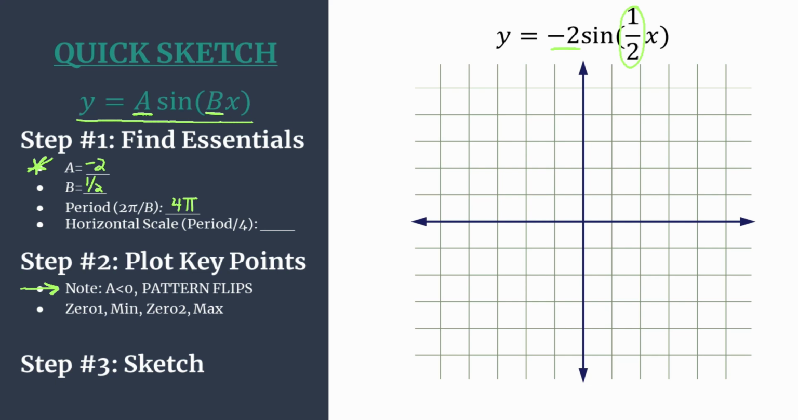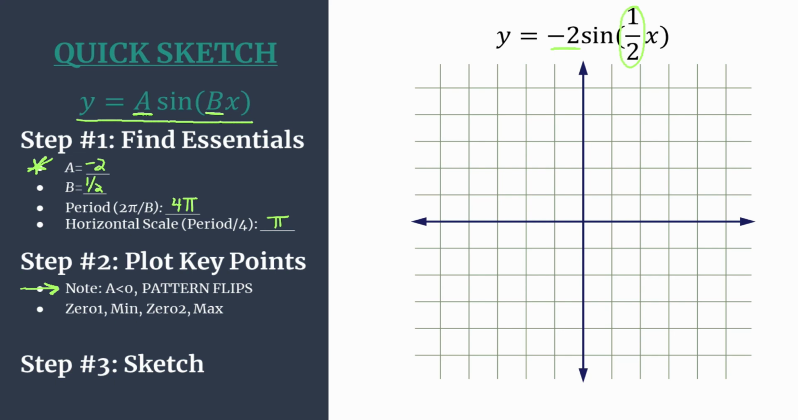Once you have your period, divide it by 4, and you'll use that value as your horizontal scale, so how you count your tick marks. And we do that so each of our key points in step 2 lines up with a horizontal tick mark. It makes for a nice clean graph.